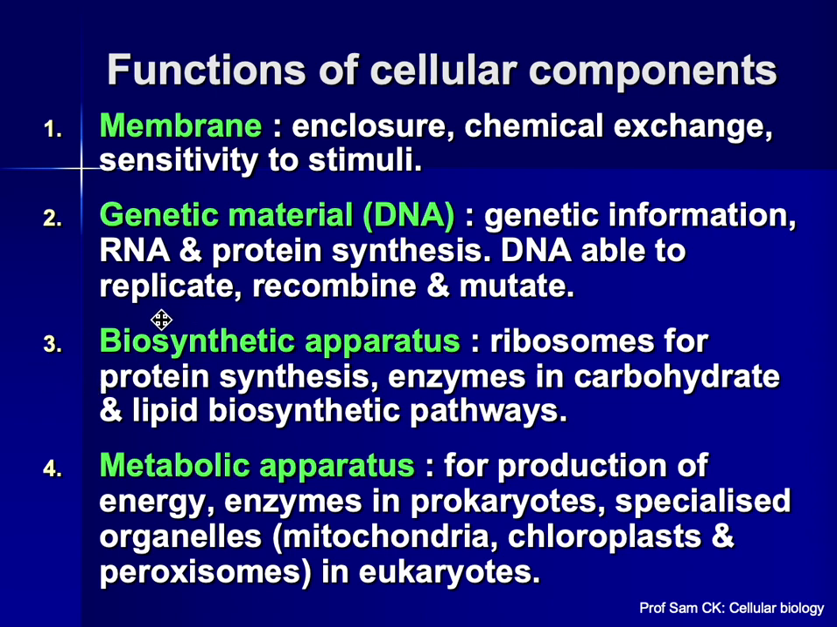The third one is the biosynthetic apparatus, for example, the ribosomes for protein synthesis, enzymes, and carbohydrate and lipid biosynthetic pathways. The fourth one, the metabolic apparatus, for the production of energy: enzymes in the prokaryotes, and specialized organelles in the eukaryotes, such as the mitochondria, chloroplast, and also peroxisome.